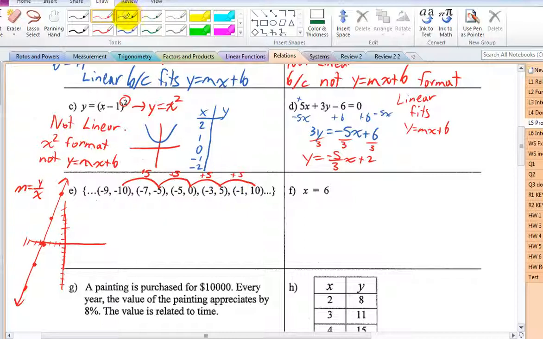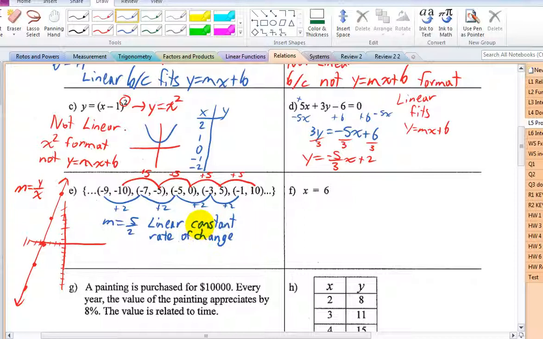So what about our x's? Are x's constantly changing? +2, +2, +2, +2. Yeah, so our m is 5/2. It's linear because our slope shows that we have a constant rate of change. So if you're given points, you can do two things: plot the graph or check and see if it's a constant rate of change.